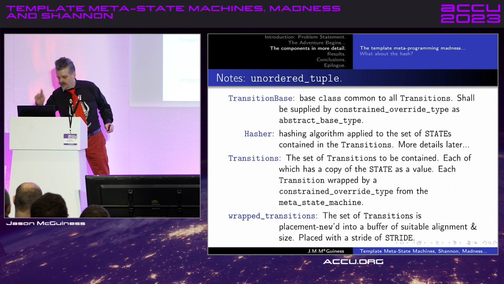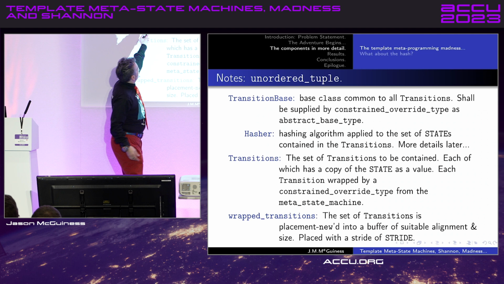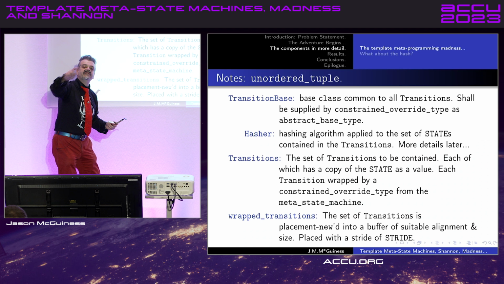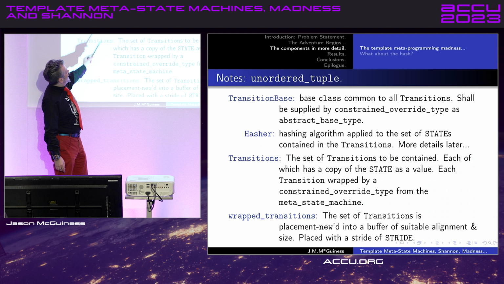So what I've done, here we have, as I mentioned, transition base. It's the base class common to all the transitions. Well, when I say transitions, it's that constrained override type thing that wraps them. And it's the common base class of those, right? And it shall be supplied by the constrained override type as abstract base type.